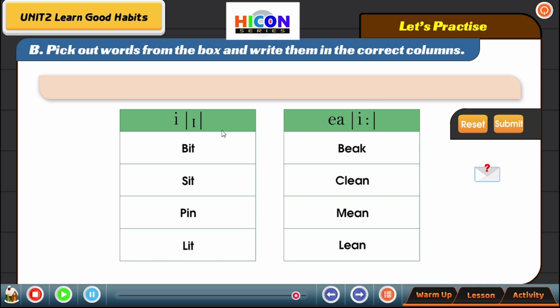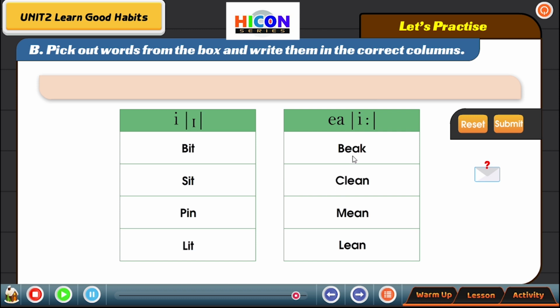So now I will pronounce these words. You repeat after me. Bit, bit. Sit, sit. Pin, pin. Lit, lit.